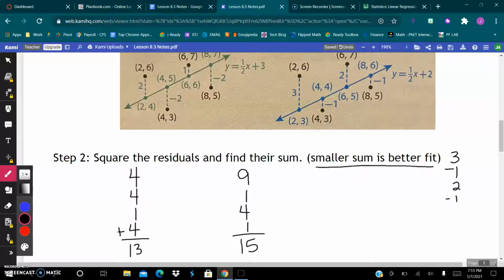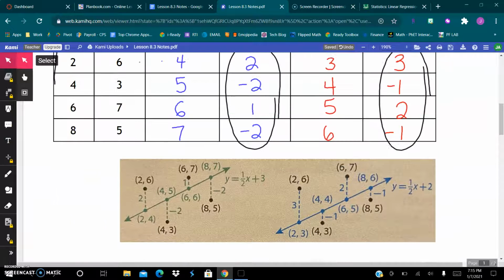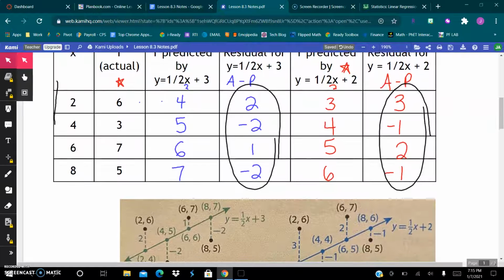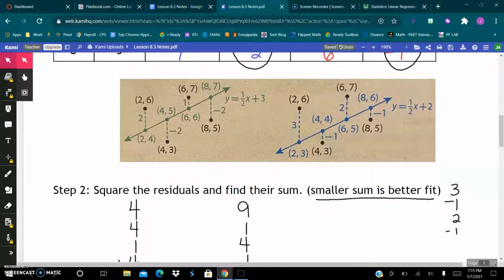And right here it says the smaller sum is the better fit. So 13 is definitely smaller. So the better fit is in blue, which is y equals 1/2 x plus 3.